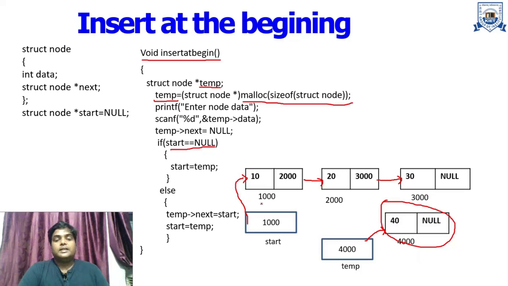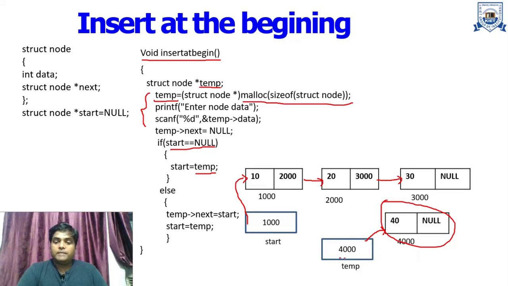But suppose that if no elements were available here, and we want to add this node at the beginning, so what happens? If start is equal to null, that means there is no node available over here. Temp is pointing to this node with the help of this code. Now what we do is provide the value of temp to start. Now, what is the value of temp?